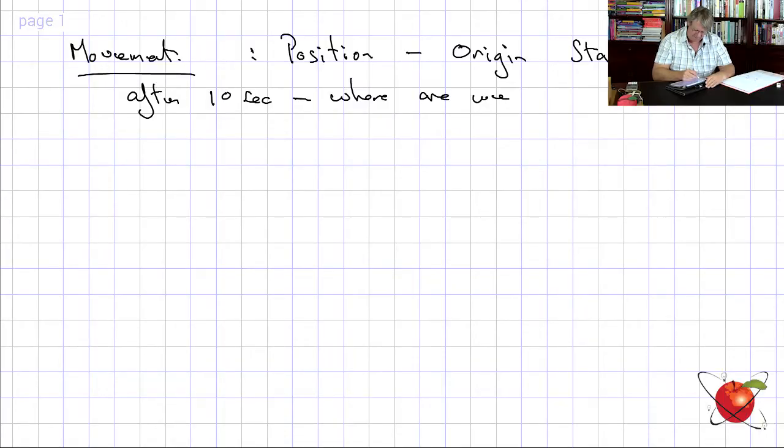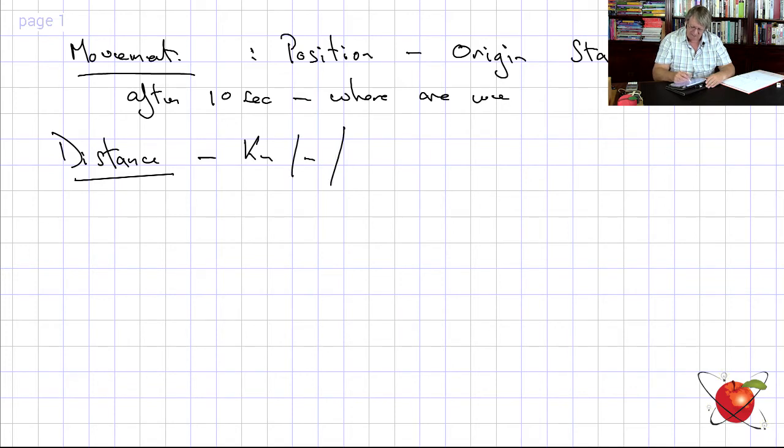If you've got somebody running, after so far, they are there. And after so much more time, they're there. After so much more time, they are there. That indicates the position of where an object, a person, a car, an aeroplane is. The next thing is distance. Distance is kilometers, meters, millimeters, etc. Generally in physics, we use kilograms, meters, seconds. So it's meters.